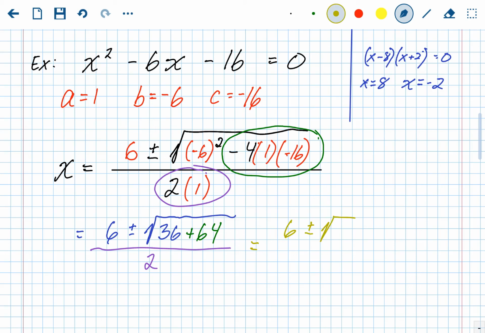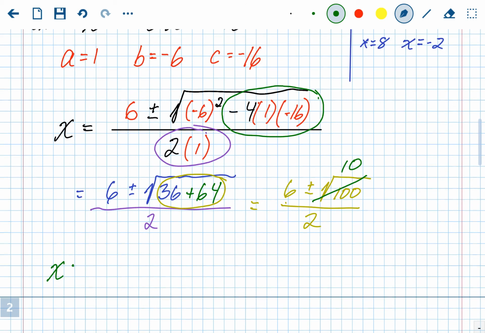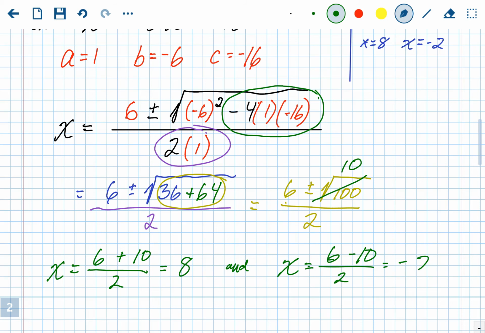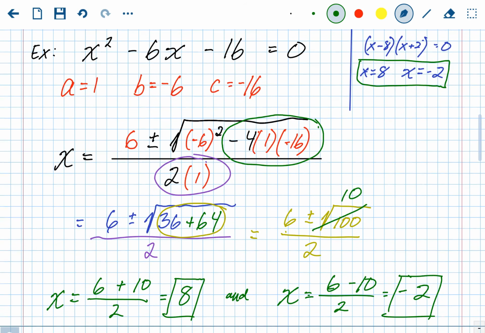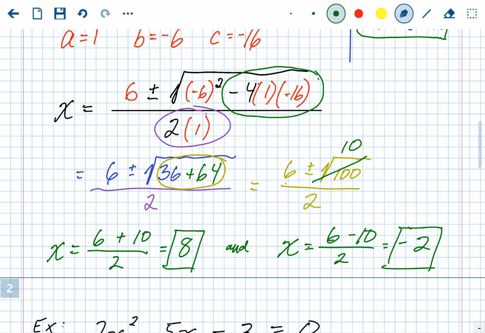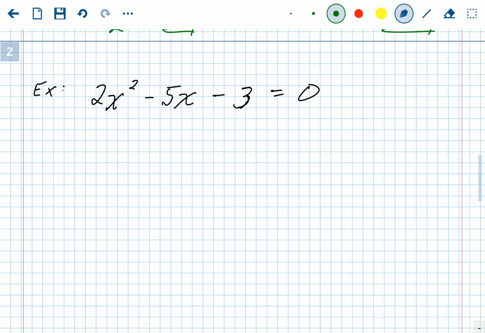Simplify more. Add those numbers together under the radical: 36 plus 64 is 100. Leave everything else the same. The square root of 100 is 10. We're going to have 2 answers here. 6 plus 10 divided by 2 is 16 over 2, which is 8. And 6 minus 10 divided by 2 is negative 4 over 2, which is negative 2. Those are our 2 answers, which we already knew because this was a factorable problem. The answers from factored form match what we got from the quadratic formula. Again, factored form is easier in this problem. This one's also factorable.